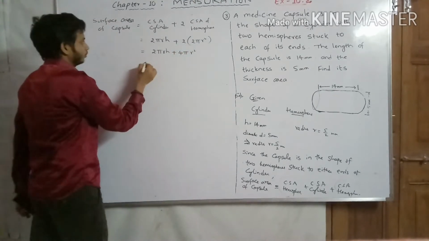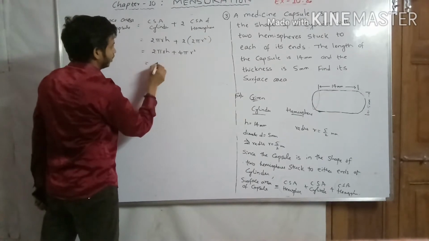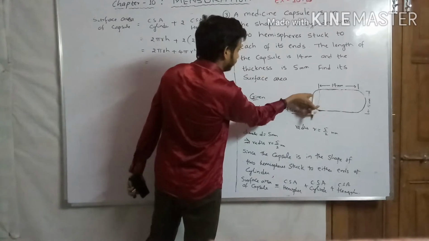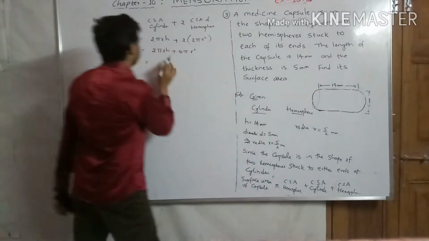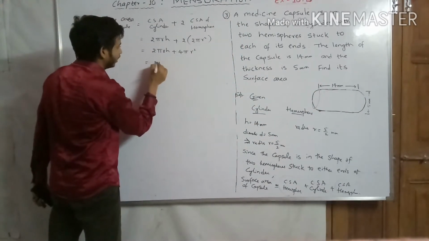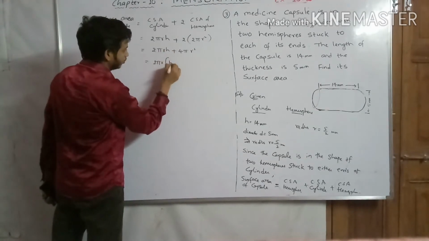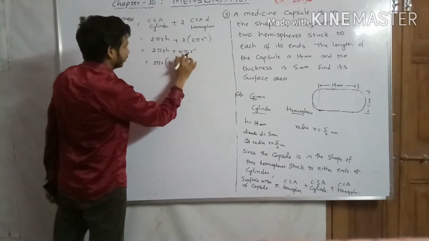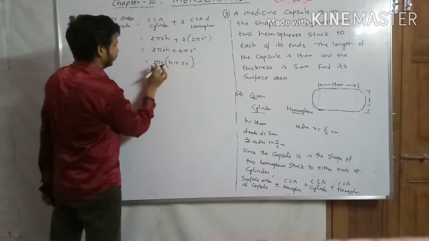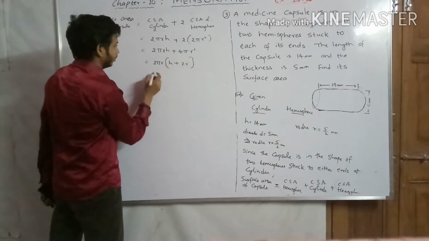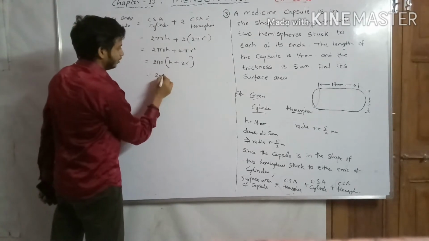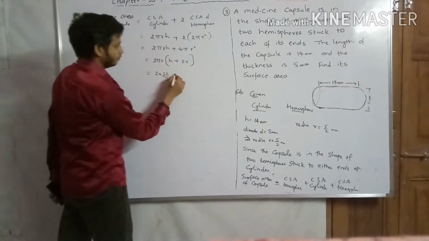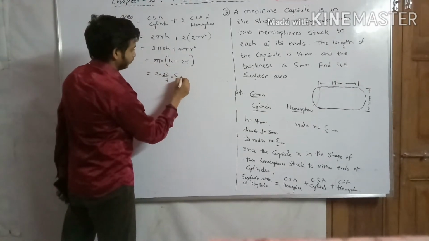Okay, equal to, if we take 2 pi r as common, since the radius of both the cylindrical part and the hemisphere are the same, that means we can take r also common. So 2 pi r as common. If we take 2 pi r as common, here h will remain and 2 2s are 4, that means 1 2 will remain, so 2r will remain. Okay, so 2 pi r into h plus 2r. Now pi value we can take as 22 by 7. Okay, next the r value, radius is 5 by 2 mm.